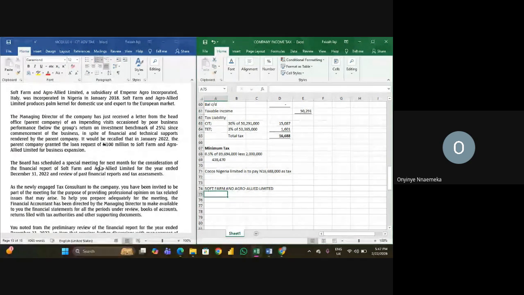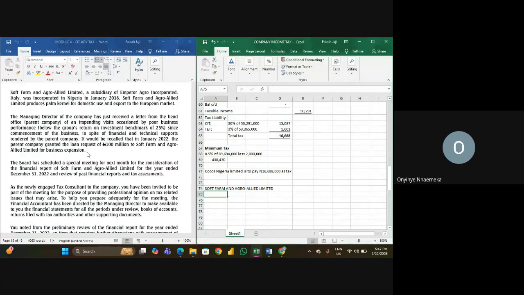The managing director of the company has just received a letter from head office, that is the parent company, of an impending visit occasioned by poor business performance, that is below the group return of 25% since commencement of the business, in spite of financial and technical support rendered by the parent company. It would be recalled that in January 2022, the parent company granted a loan request of 100 million to Soft Farm and Agro Limited for business expansion.